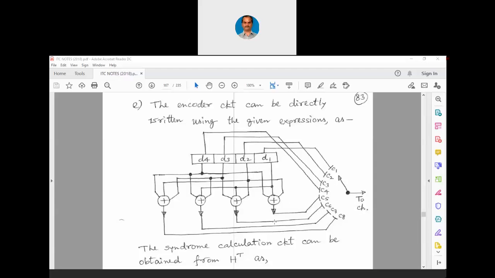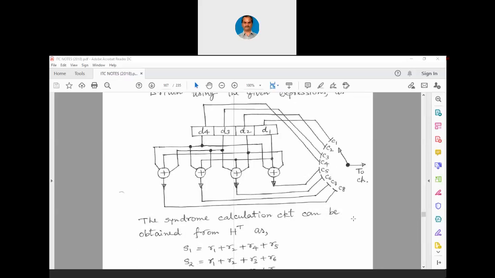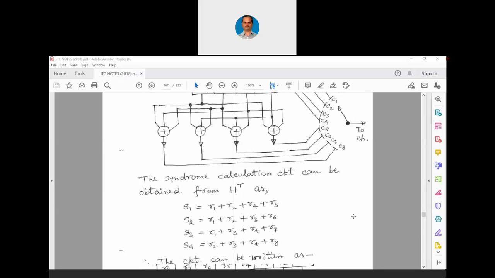Similarly, C6 is D2 and then D1 and then D3. This is in accordance with the given expressions. Similarly for C7 and C8. Now we have to write the syndrome calculation circuit.